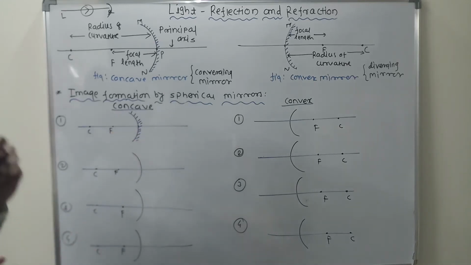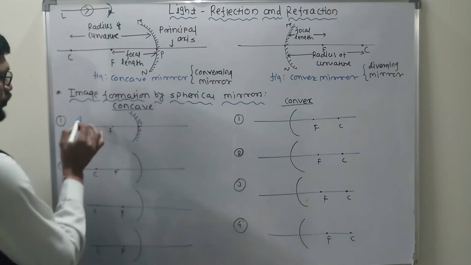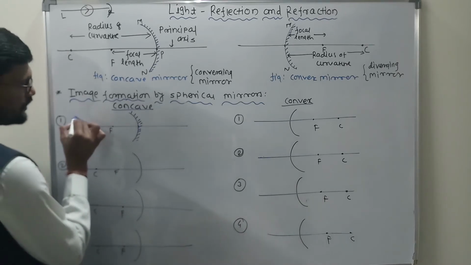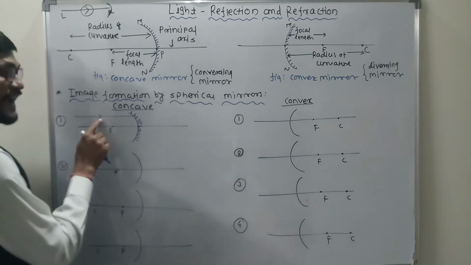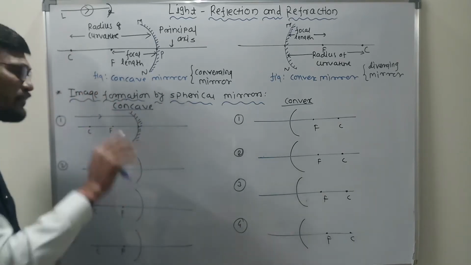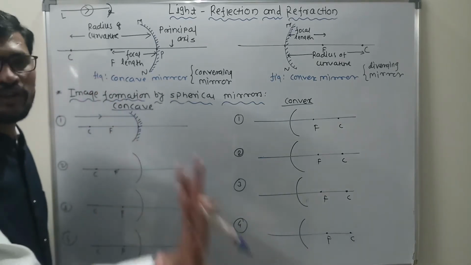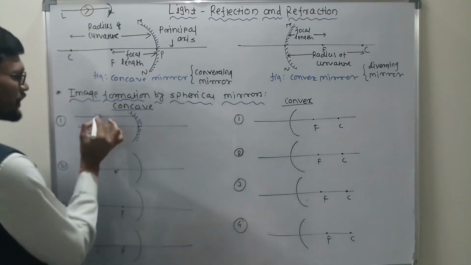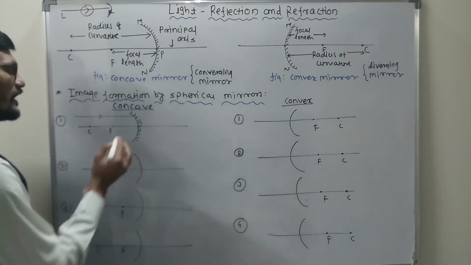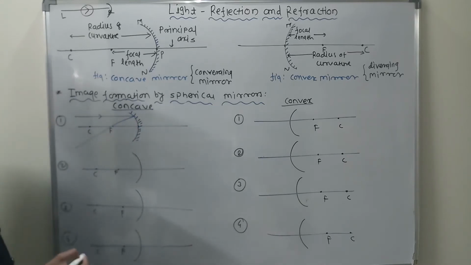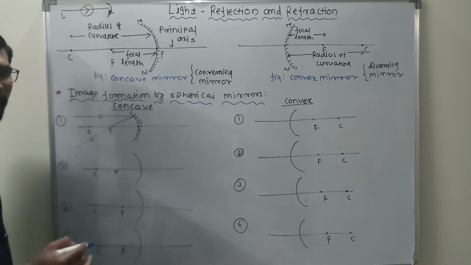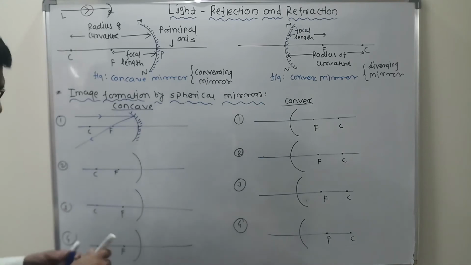Now what are the things that are very important? If the light is incident parallel to the principal axis, this arrow indicates the direction of light. If you forget to mention the arrow, then your diagram will be wrong. Now after reflection, it will travel through the focus like that. After reflection, where is it traveling? Through the focus. Get what I am saying?